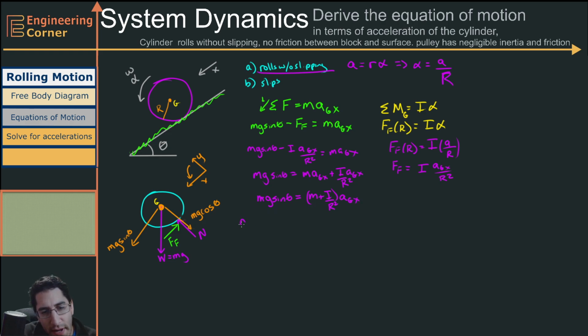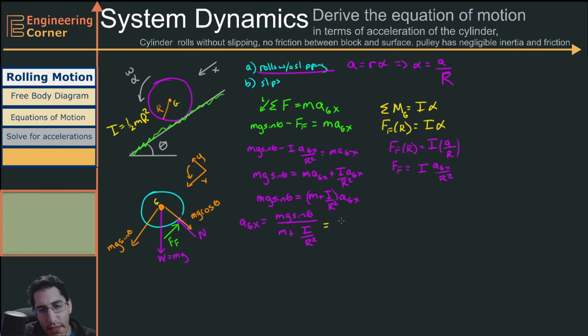So this is part of my answer. a_Gx is equal to mg times the sine of theta divided by m plus I over r squared. But we know what I is. We know that I for a cylinder is 1/2 m r squared. So let's put that in.